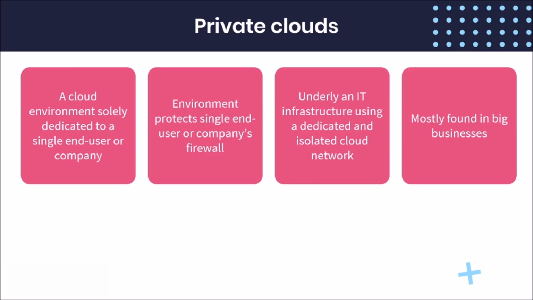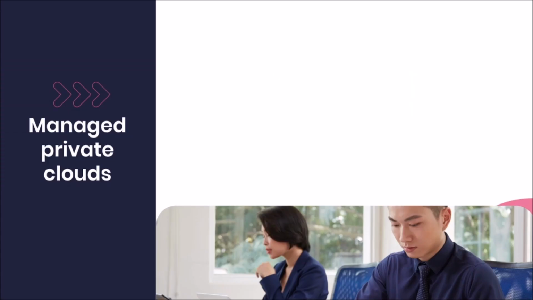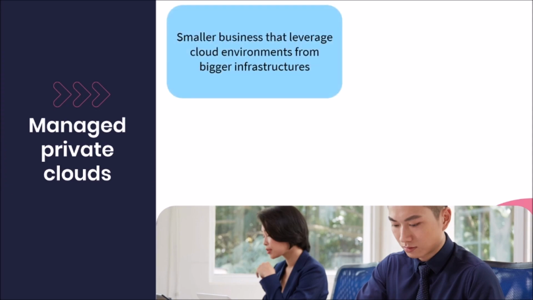There are cases where companies privately rent a cloud environment for the business, which means they would have both an on-premises and off-premises private cloud environment. Private clouds can be subdivided into 2 parts: managed private clouds and dedicated private clouds. Typically, managed private clouds are used by smaller businesses that leverage cloud environments from bigger infrastructures.